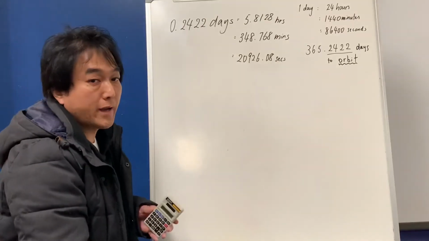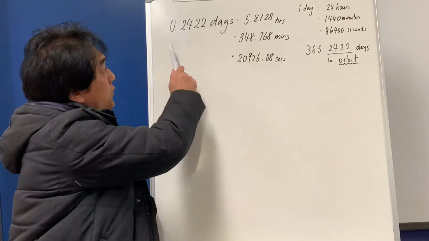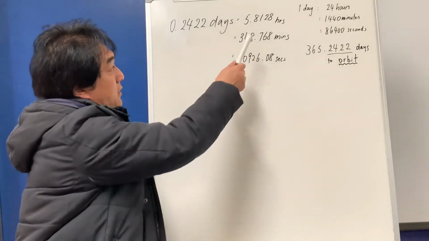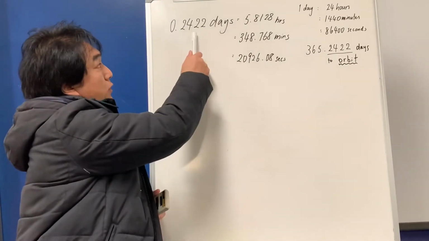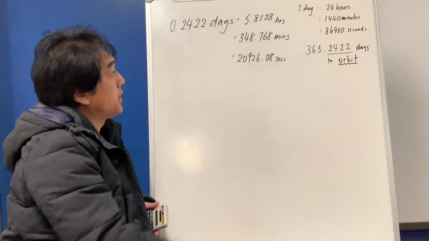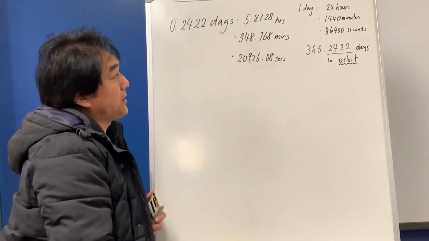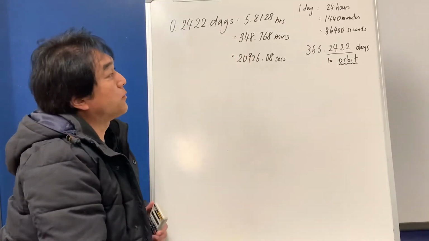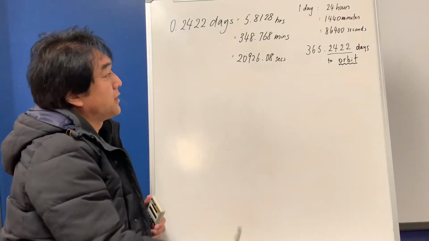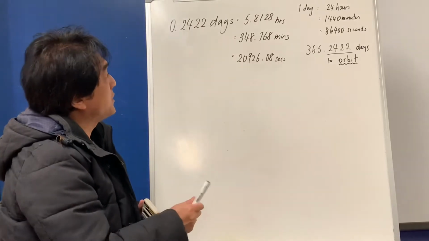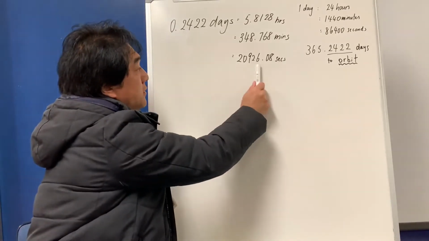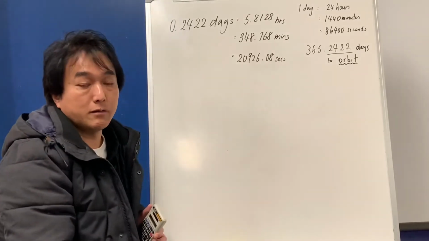So according to my reliable calculator, 0.2422 days is 5.8128 hours. I multiply this number by 24. Multiply this number by 60 will make minutes. So 348.768 minutes should be 20,926.08 seconds. Now, that means every year we are this much behind.